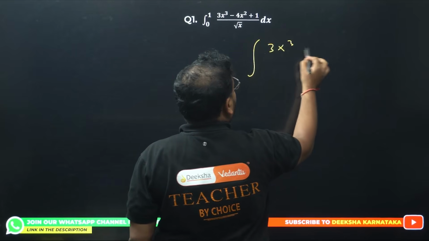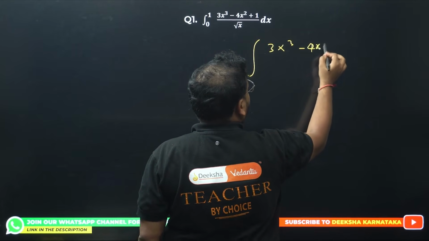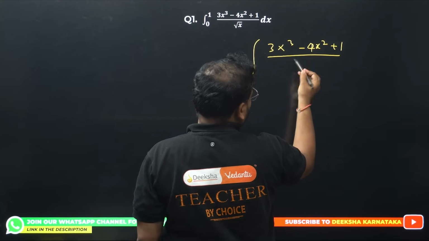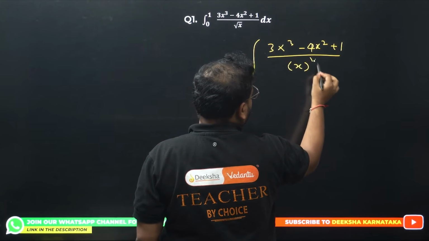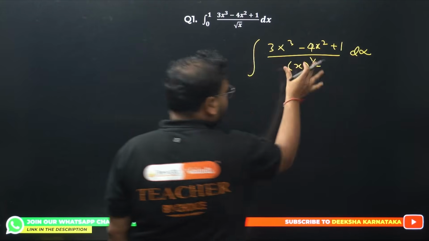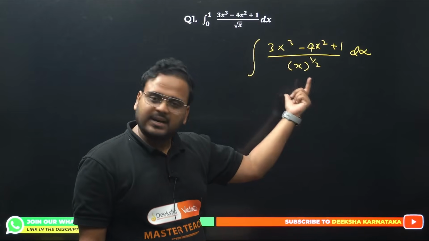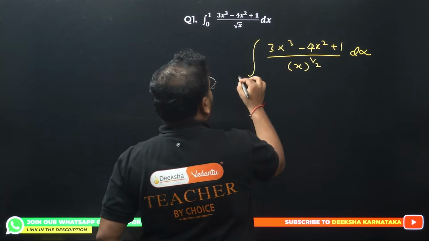3x cube minus 4x square plus 1 divided by root x, which means x power 1 by 2, dx. How do you solve this integration? We will separate the individual terms, and the same thing we're going to do over here as well under the limits.